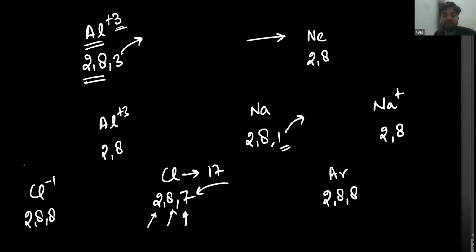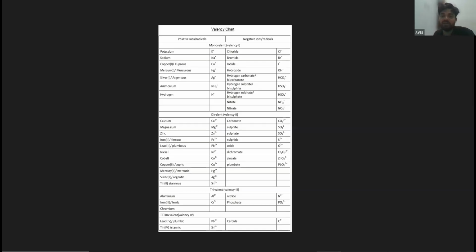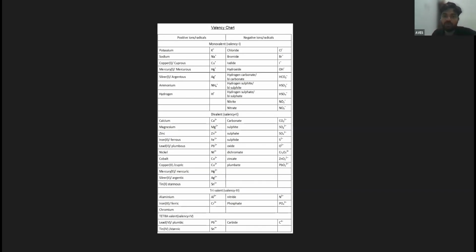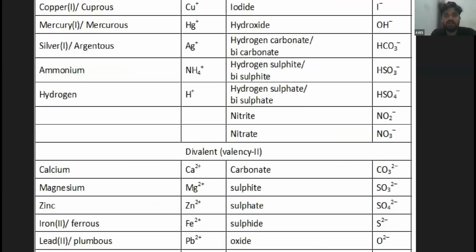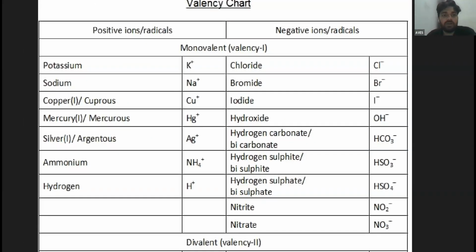So these are the valencies. This is the valency of chlorine, that is -1. This is the valency of aluminium, that is +3. Sodium has only +1 charge. We have a valency chart that we're going to send you today, which you need to write down. Some metals have valency +1: potassium, sodium, copper, mercury, silver, the ammonium ion, and hydrogen.